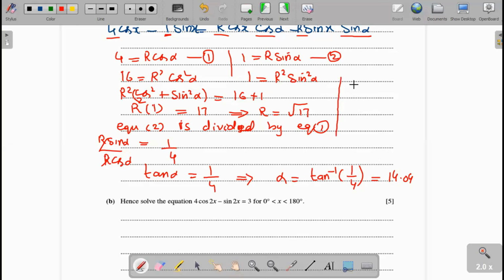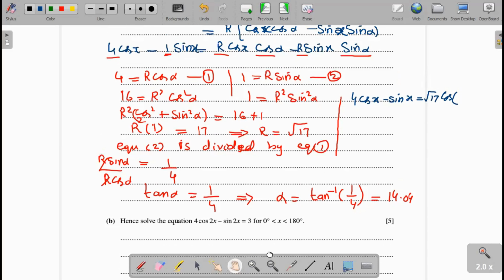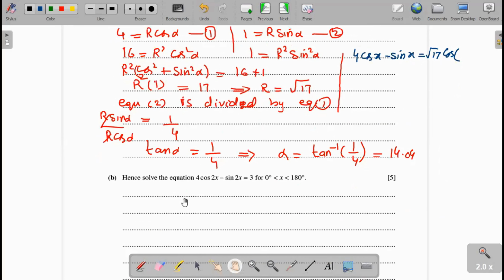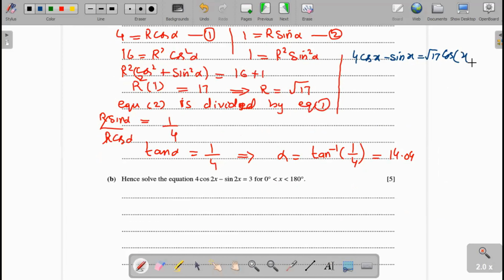Now we write the equation: 4 cos x minus sin x is equal to r, which is square root of 17, into cos, you see here, x plus alpha. There is x, and alpha is 14.04.